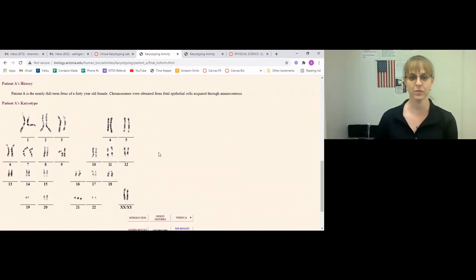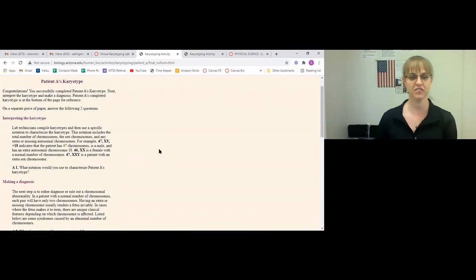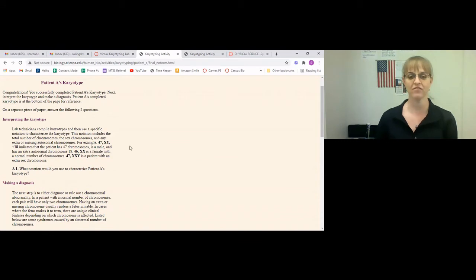So scroll back down. Is this a male or a female? Remember, the Y chromosome is about half as tall as the X. If there's a little bit difference in height, that doesn't count. It's got to be half as tall or even less to be a Y chromosome. So here we have 2 X's. So this is a female. After we wrote 47, comma, we will write XX, comma.